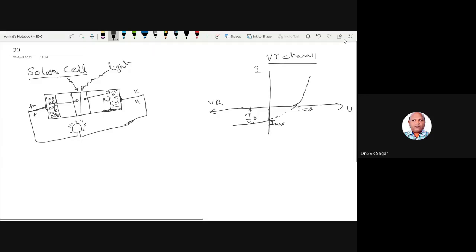So when we connect a bulb, only the light will glow. We can measure the maximum current only, right? Suppose instead of using a bulb, I connect a resistor, what happens?